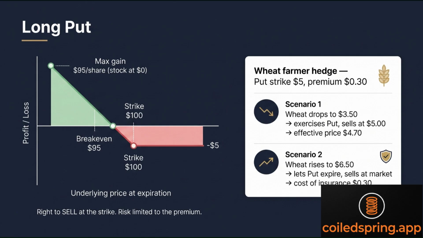That's the put. Protection on the downside, full participation on the upside, at the cost of a small premium. The same logic applies whether we're talking about wheat, Apple stock, or the S&P 500.